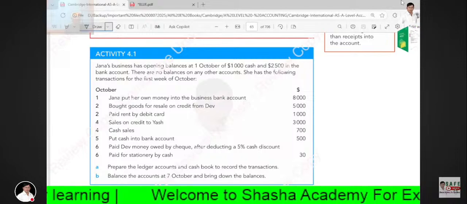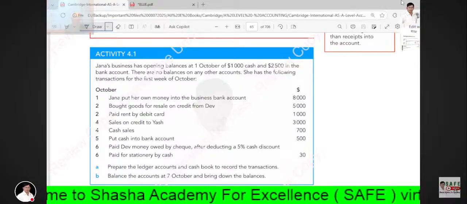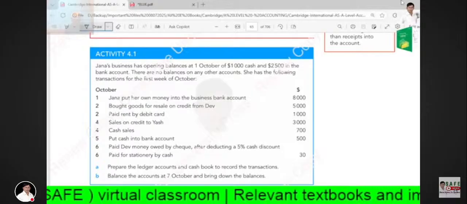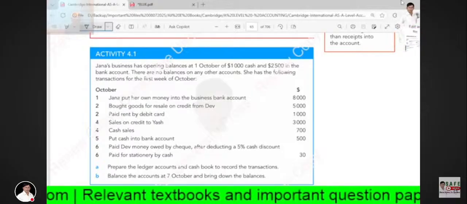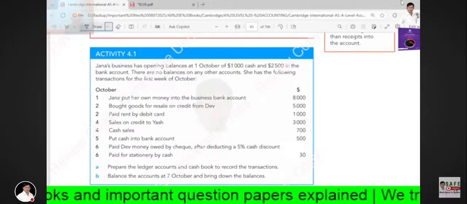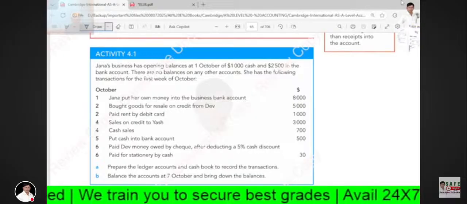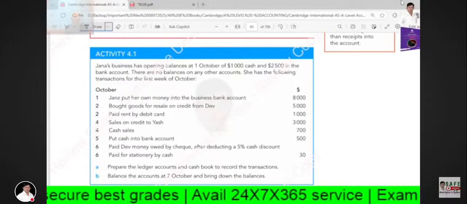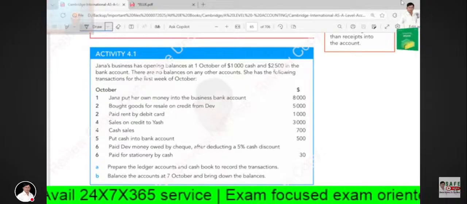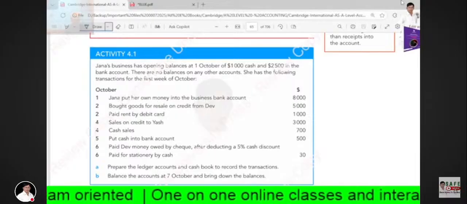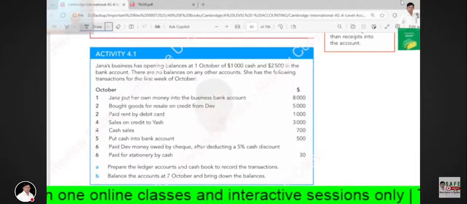Bought goods for resale on credit from Dev. Paid rent by debit card, 1,000. Sales on credit to Yash. Cash sales 700. Paid cash into bank account, 500. Paid Dev money owed by check after deducting a 5% cash discount. Paid stationery by cash, 30 bucks.